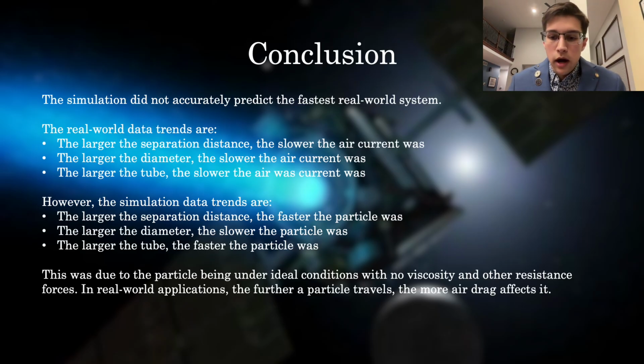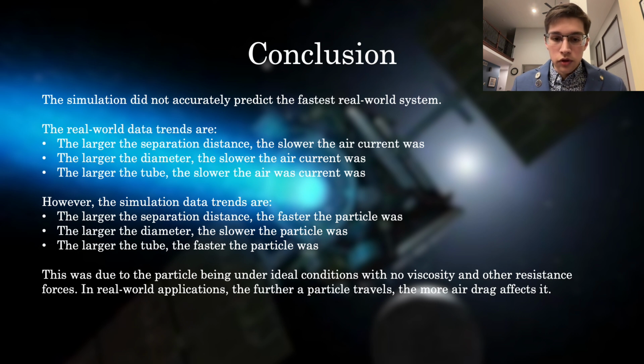Now, there are a couple reasons why this doesn't work. But first, there are some trends that each of them have, and only one matches. The real-world data has 3: the larger the separation, the slower the air current; the larger the diameter of the tube, the slower the air current; and lastly, the larger the tube length, the slower the air is as well. However, the simulation data trends are: the larger the separation distance, the faster the particle; the larger the diameter of the tube, the slower; and the larger the tube, the faster the particle was.